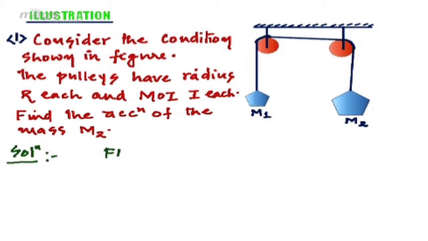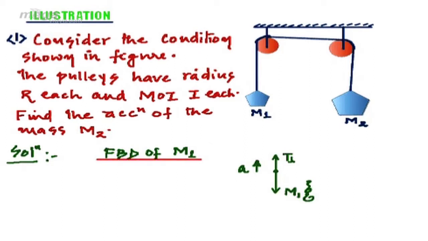Taking the free body diagram of m1, the weight of m1, that is m1g, is acting downward. Let us consider the tension in the string as T1, and as we can see from the figure, the mass m1 is going upward, so the acceleration of m1 is taken to be upward. Using the force equation, we can say T1 minus m1g will be equal to m1a, considering it as the first equation.